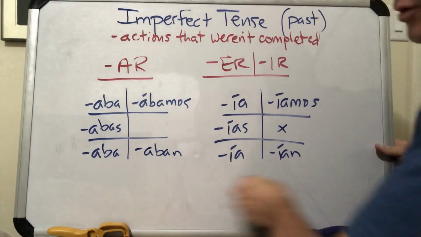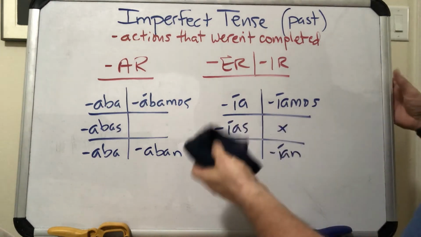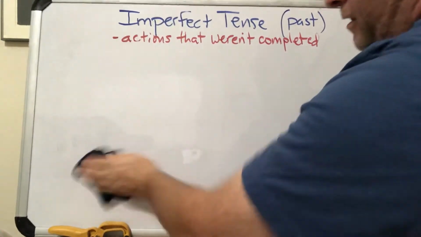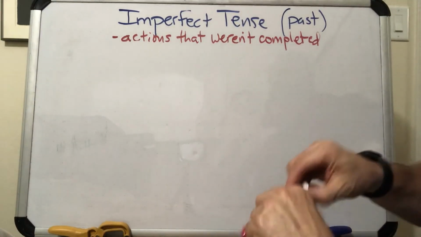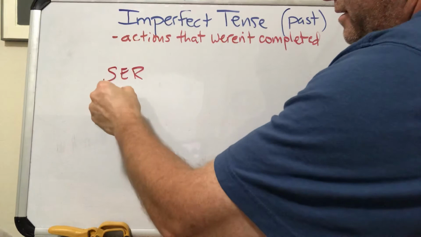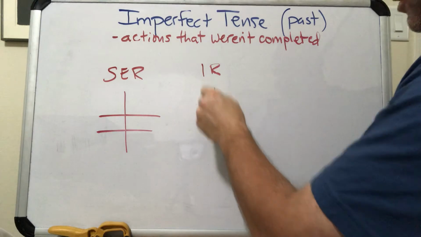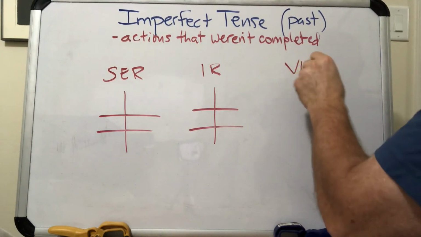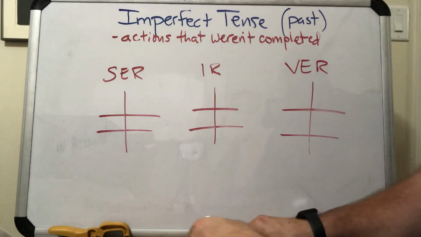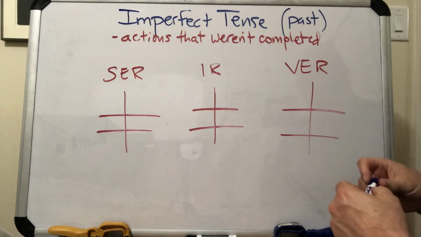Let's do the three irregulars. The three irregular verbs. These are for all the regulars, AR, ER, and IR. The three irregulars are ser, ir, and ver. So to be, to go, and to see. Ver's not really that irregular. It just, we don't drop the ER, we only drop the R.